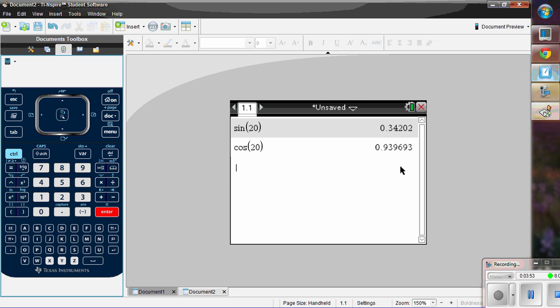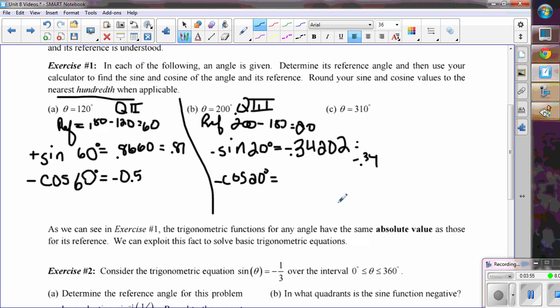And I get 0.939693. Oh, sorry, 0.939693. That's my decimal point. We'll make that my 0, and we will put a negative there since we are negative. And to the nearest hundredth, that's negative 0.94.